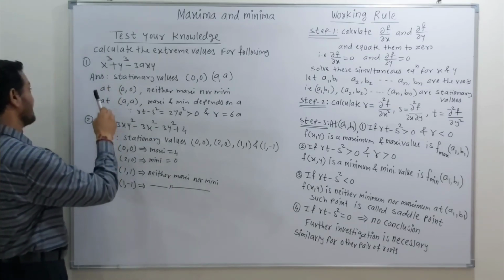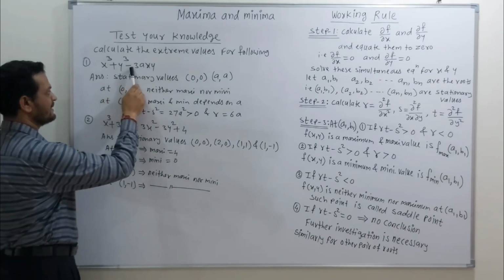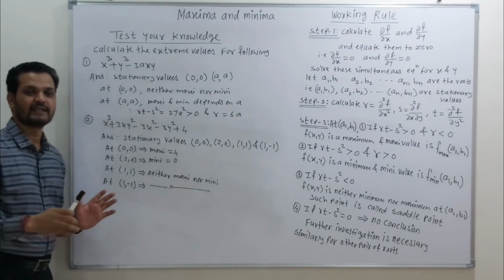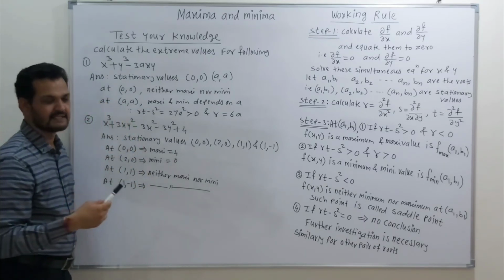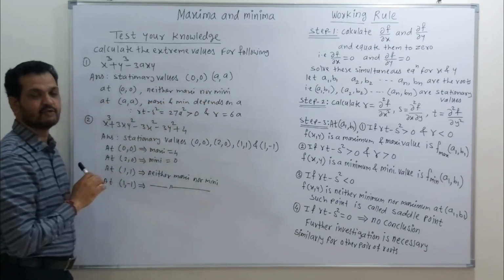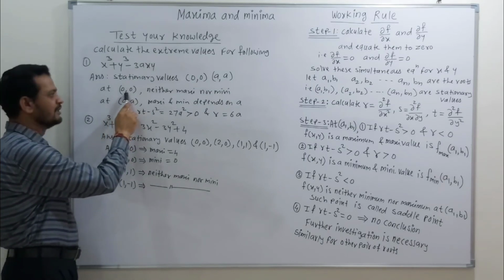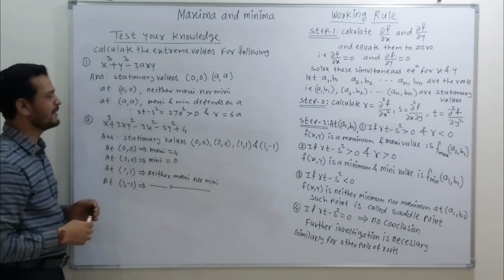So here two functions are given. First function is x cube plus y cube minus 3axy. Then find out the extreme value, that means check the maximum and minimum of this function. If we calculate the answer, then stationary values are (0, 0) and (a, a). These are the only two stationary values. At the first stationary value (0, 0), function is neither maximum nor minimum. You will get such type of answer.